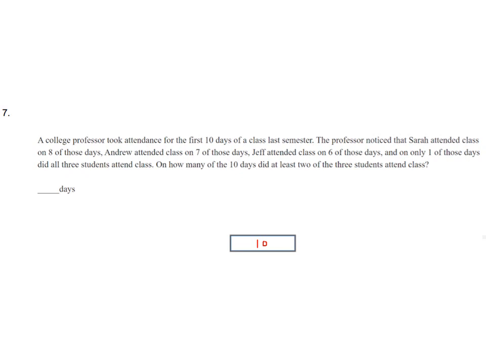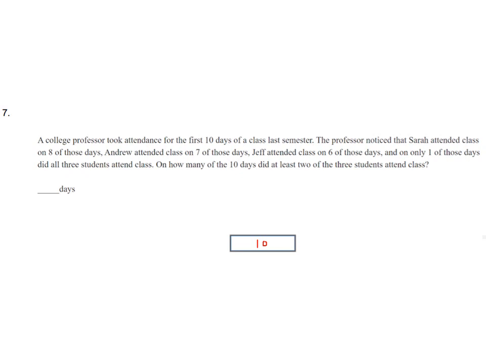So what is asked in the seventh question? A college professor took attendance for the first 10 days of a class last semester. The professor noticed that Sarah attended class on 8 of those days, Andrew attended class on 7 of those days, Jeff attended class on 6 of those days, and on only one of those days did all 3 students attend class. On how many of the 10 days did at least 2 of the 3 students attend class?